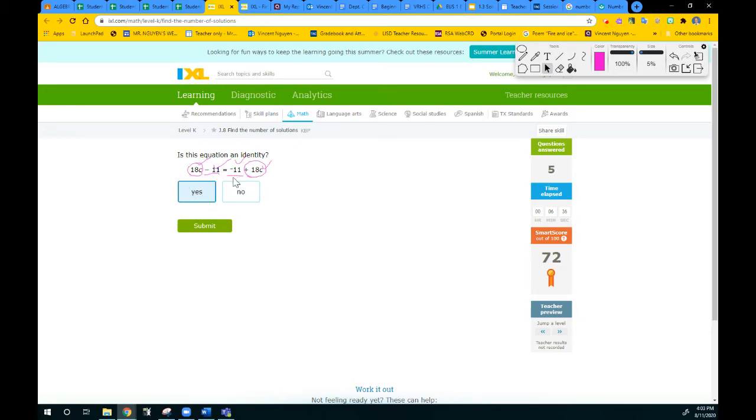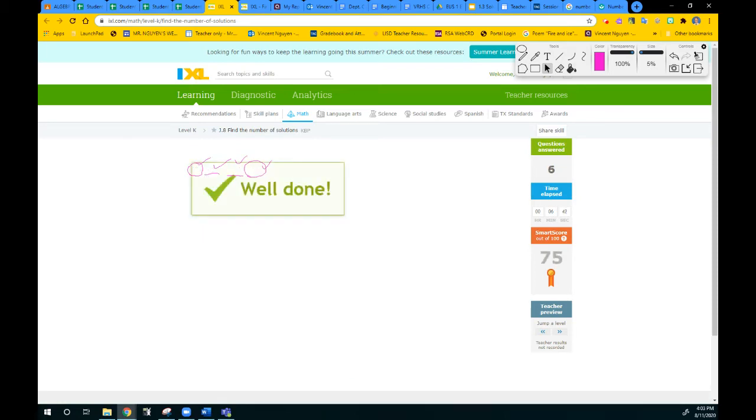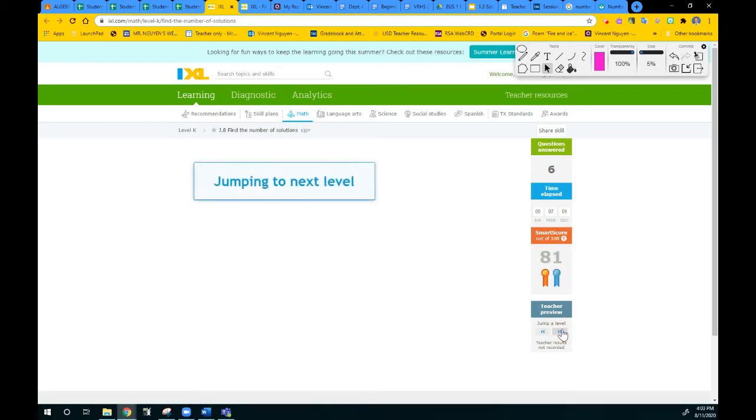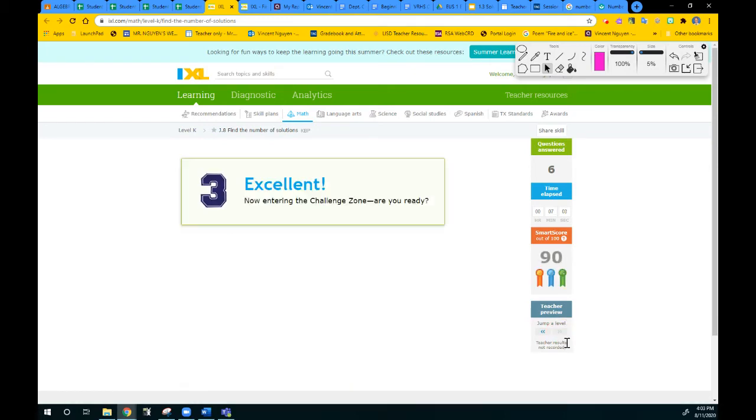I can rewrite this as 18C minus 11. Just like this one. Very cool. How many solutions does this one have? Oh, so it starts to repeat again. So I'm just going to move. This is one solution. I mean, it's pretty obvious that if you move the 13 over here, you're going to have some D left. The D doesn't get canceled. So move on. Maybe we'll jump all the way to the 90.